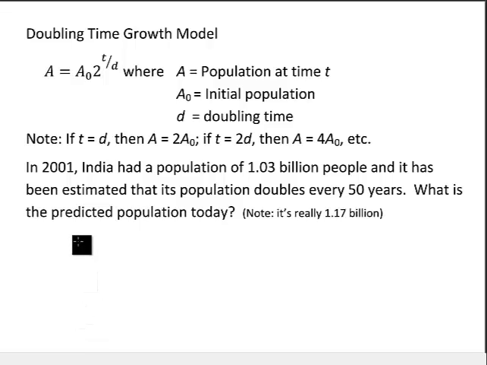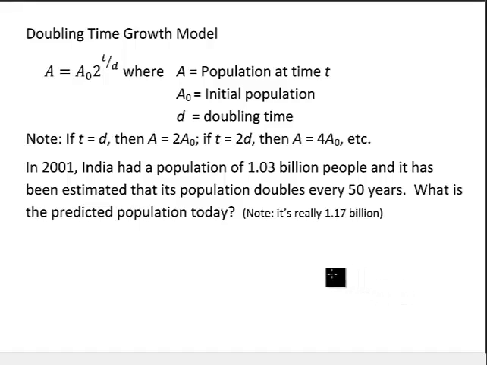So if t is equal to d, it's doubled once, and so you'd have the initial amount times 2 to the 1 power, so you double it. And then, as it says here, the amount is twice the initial amount. If the time is 2d, so if 2 doubling periods have taken place, we would have 2 to the 2 power, and that'd be 4 because it's doubled twice. Okay, so that's kind of how this all works. So let's look at how we use this.